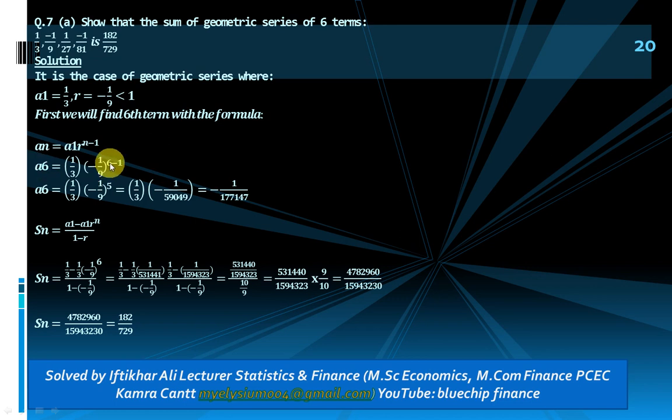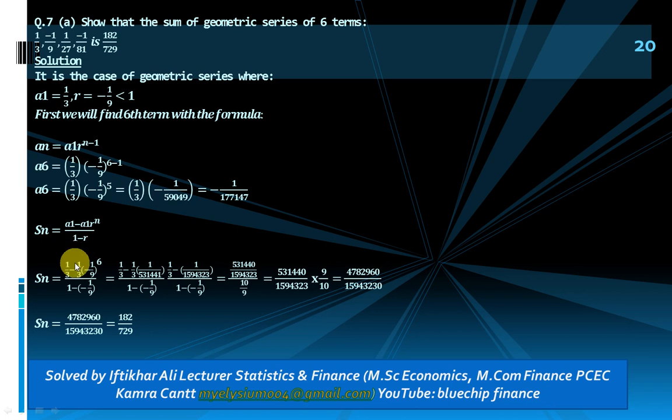So n will be 6 minus 1, and it will become finally 1 by 3 minus 1 by 9 raised to power 5, and finally it will become minus 1 by 177,147. After that, now we are going to take the sum. So the sum formula will be applied here, which is equal to alpha 1 minus alpha 1 r raised to power n divided by 1 minus r.